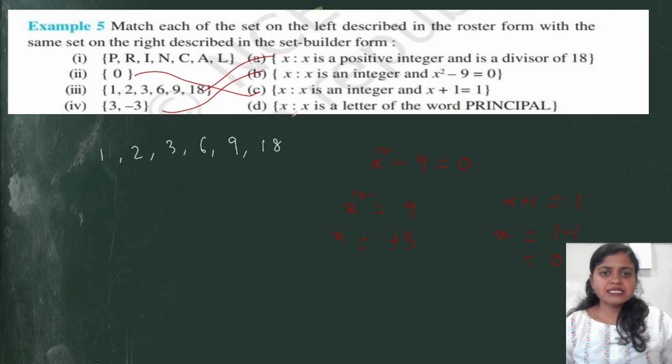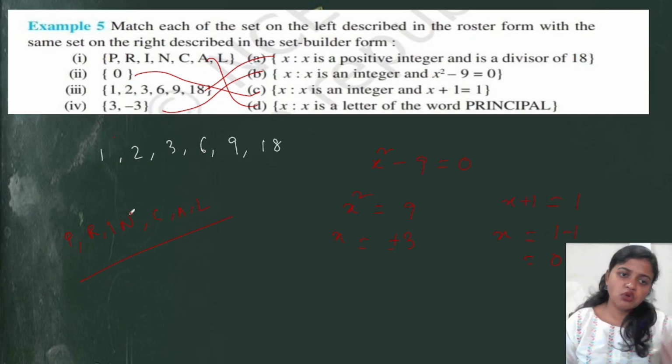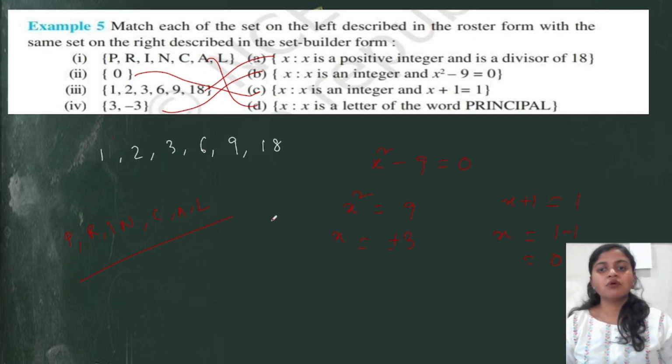Next, x is a letter of the word PRINCIPAL. It is clearly visible: P, R, I, N, C, A, L. There will be no repetition in the set, and there is no repeated letter. So this can be a proper answer.